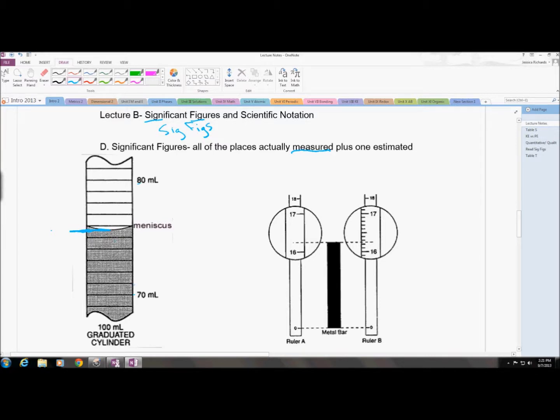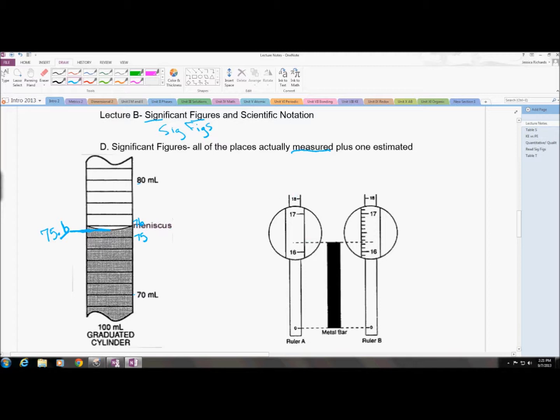Now I know for sure that 71, 2, 3, 4, 5, and so that's 76, that my measurement is somewhere between 75 and 76. So it's going to be 75 point something. The something isn't marked on here, so I'm going to have to estimate that. If I were guessing, I would estimate that at about 0.6, so I would read this as 75.6. The rule for sig figs is to use all of the actual places that are measured plus one decimal place that's estimated.